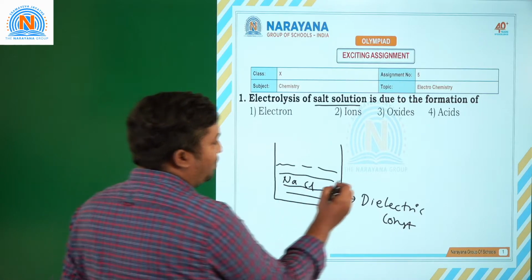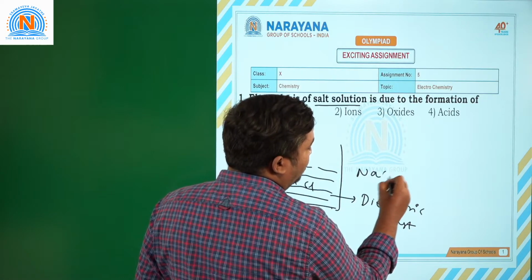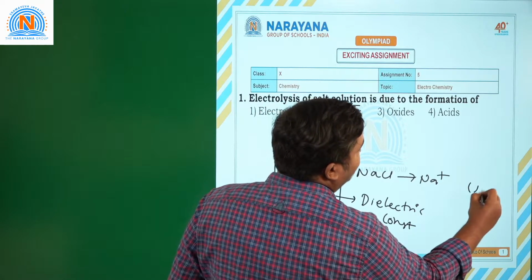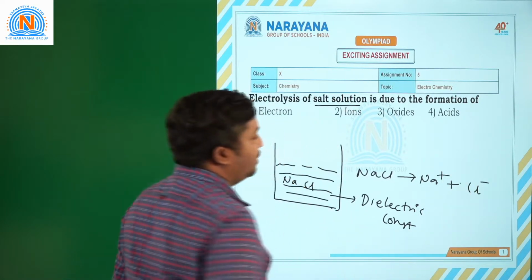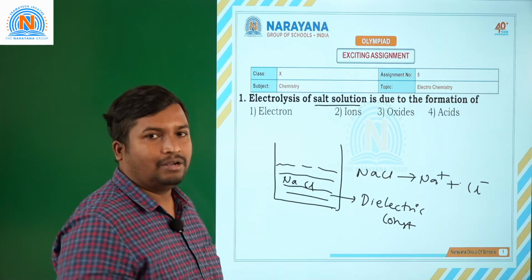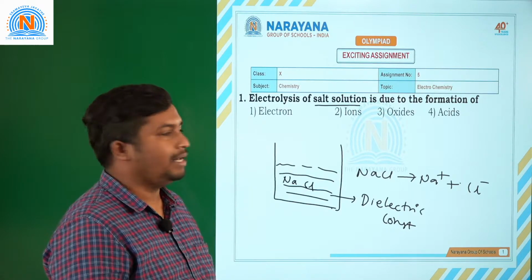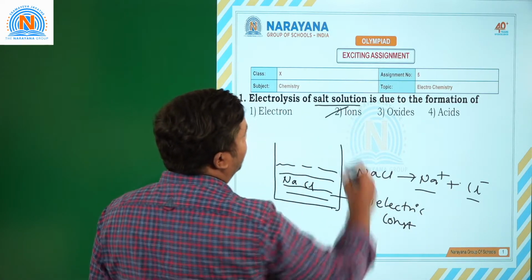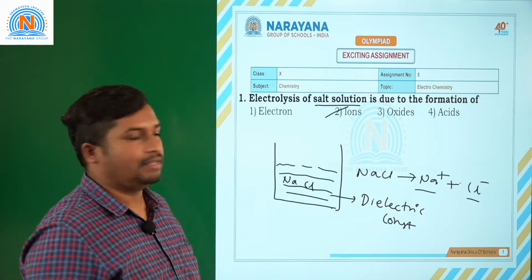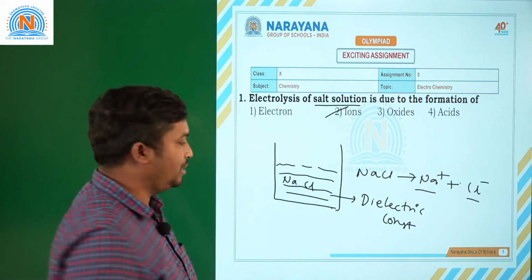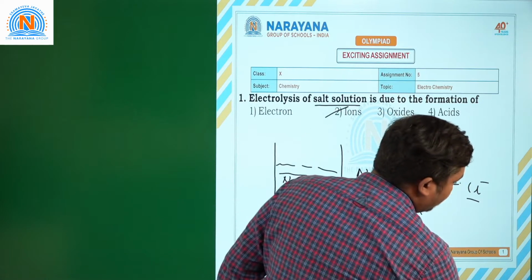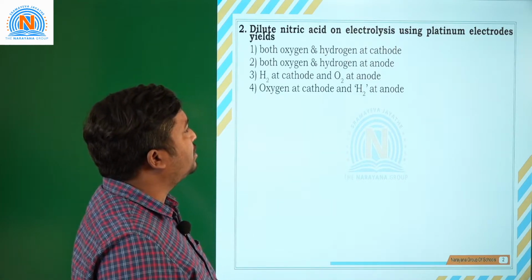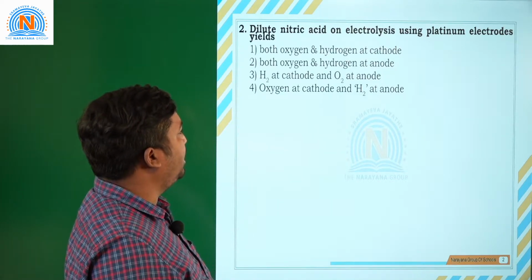So what happens here, NaCl, when you are adding to water, it dissociates to form Na plus ions and Cl minus ions, right. So the conduction of salt water is due to the formation of ions. So the second answer would be apt answer for this. Let us see the second question. Dilute nitric acid on electrolysis using platinum electrodes yield.